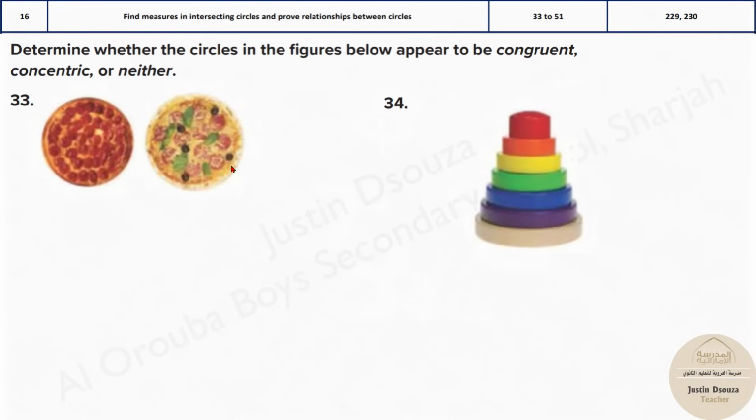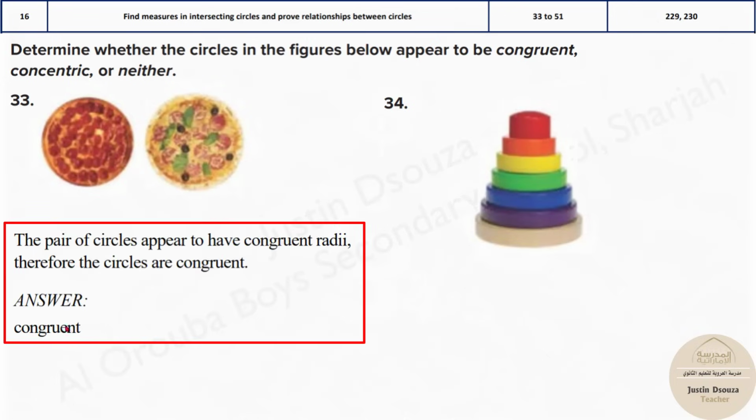Let's move to the first question, which is to determine whether the circles in these figures are congruent, concentric, or neither. Now look at this. It's two types of pizza. If you look carefully, you can say that the radii are similar. The radius and the diameter are similar for both pizzas. So we can say they are congruent. If they have the same radius, they're congruent.